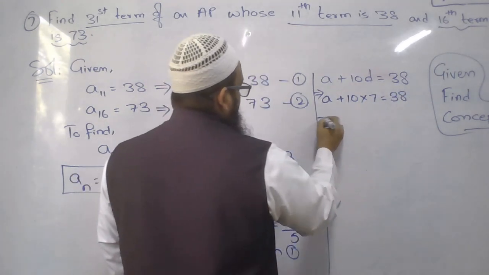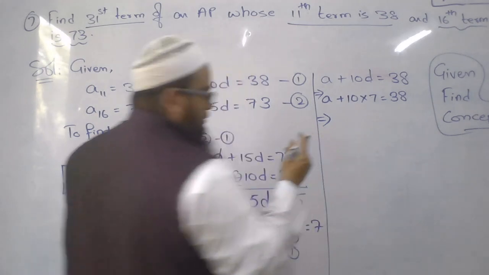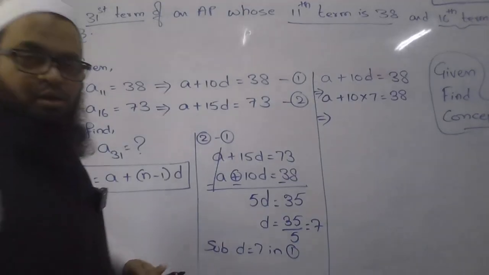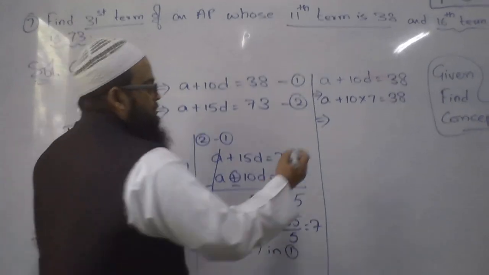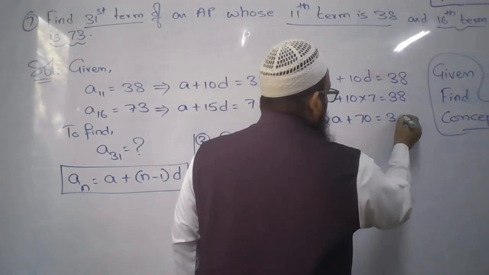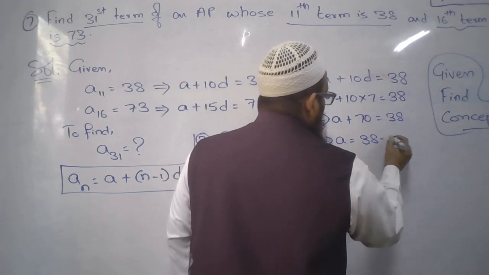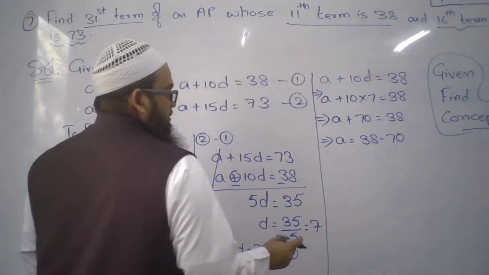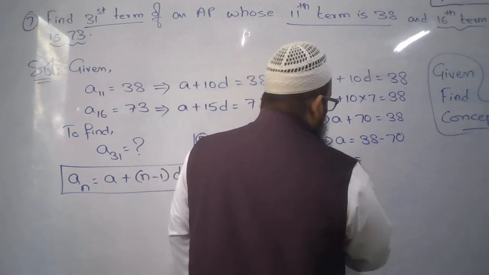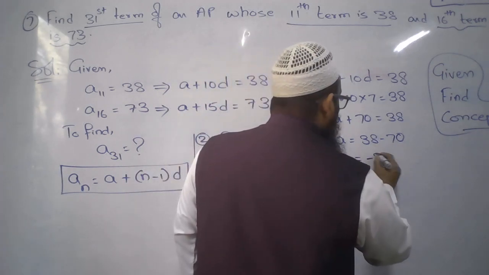Is it right? So that implies a plus 10 sevens are 70 equals 38. So that implies a is equal to 38 minus 70. So what is 38 minus 70, my dear students? A is equal to 38 minus 70, which is minus 30.